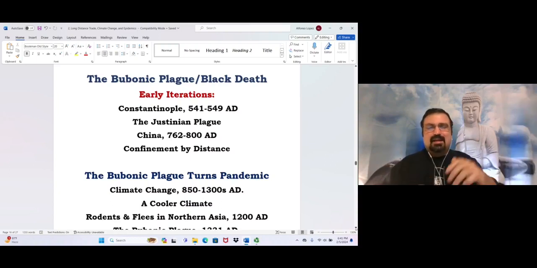Well, the bubonic plague had early iterations in earlier centuries. For example, one of the first ones that we have records of occurred in the eastern capital of the Roman Empire. That was the city of Constantinople, and it ended up affecting most of the eastern Mediterranean world. And that was an outbreak that began roughly around 541 and will span all the way to 549. It was called the Justinian plague because it occurred during the time of Emperor Justinian.